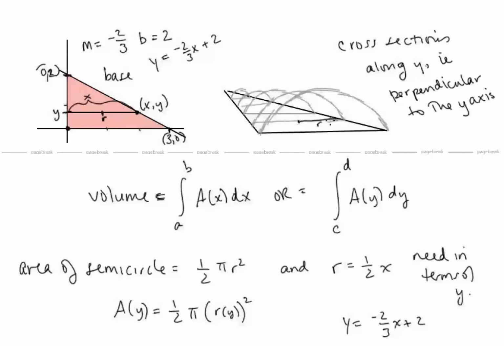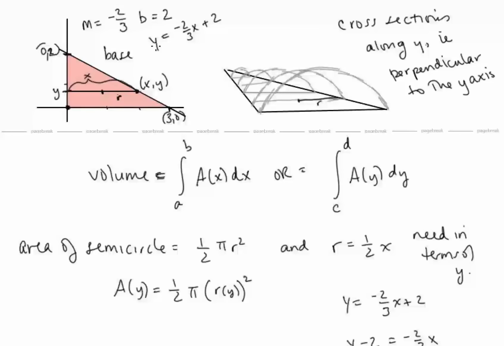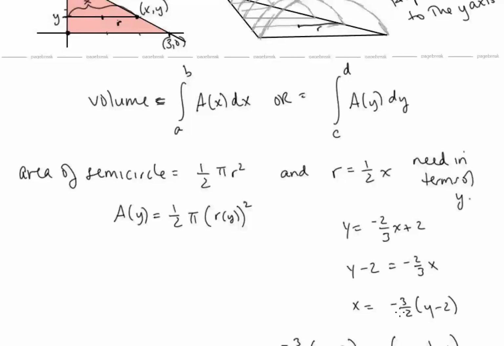Okay, well, what's the relationship between x and y? We can find the equation of this line, and that gives us the relationship between x and y. We have the point (0, 2) here and (3, 0). So our slope is -2/3, our y-intercept is 2, and so here's the equation of that line: y equals -2/3 x plus 2. So for any given y value, we can solve for x in terms of y. x is equal to -3/2 times (y minus 2).